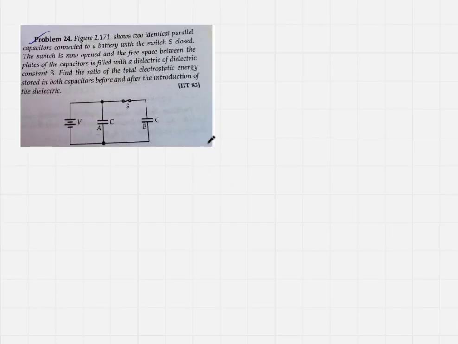Hello everyone. The question that we are going to discuss today is the figure that has been given to you shows that there are two identical parallel plate capacitors A and B connected to a battery where the switch is closed. So you see the switch is closed. The switch is now opened.